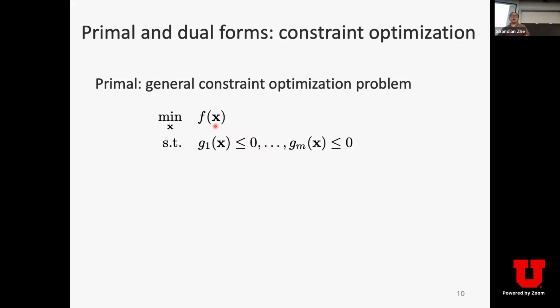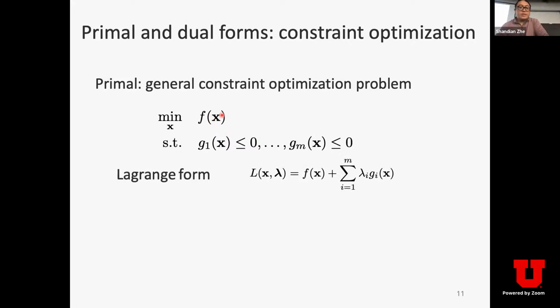Associated with a general constrained optimization problem, we can construct a so-called Lagrange function. So what is the Lagrange function? You just add the objective f plus a linear combination of the constraint functions. Each coefficient lambda i is called a Lagrange multiplier. This new function is called the Lagrange function.